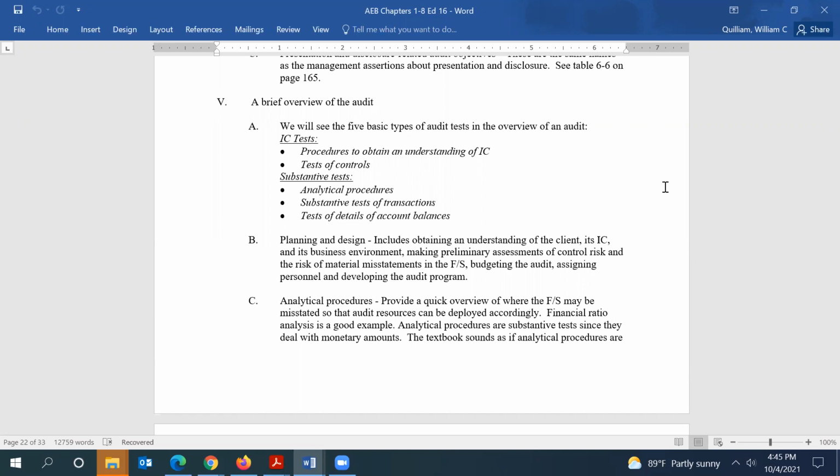Now, first, we're going to see the 5 basic types of audit tests in this overview of the audit. We've got 2 tests pertaining to internal control. So 2 tests the auditor conducts. How well is internal control working? Well, we'll do procedures to obtain an understanding of internal control. Those are basic ways to get acquainted with internal control. We do these early in the audit so we know how good or how bad internal control is. We hope it's good. That means less audit work because the financials are probably okay. If internal control is bad, that means more audit work. Financial statements are probably not okay.